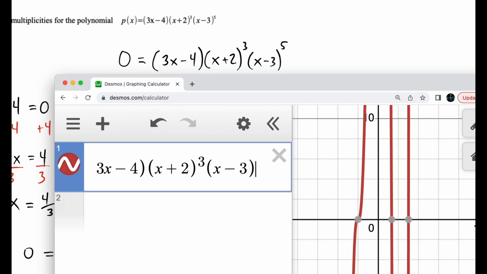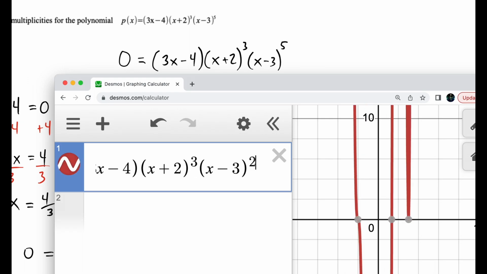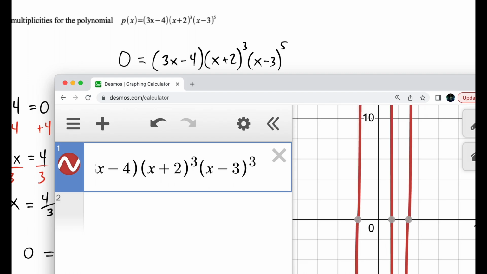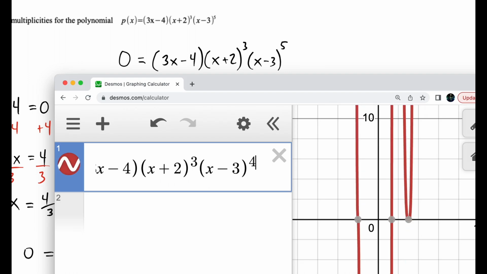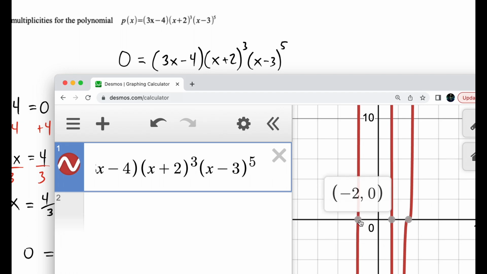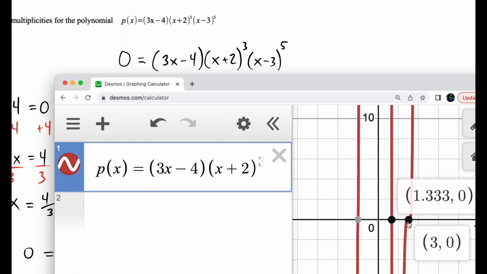And let's raise the multiplicity of that x minus 3. We want to raise it to a power of 5. So here are our roots: -2, 4/3, and 3.